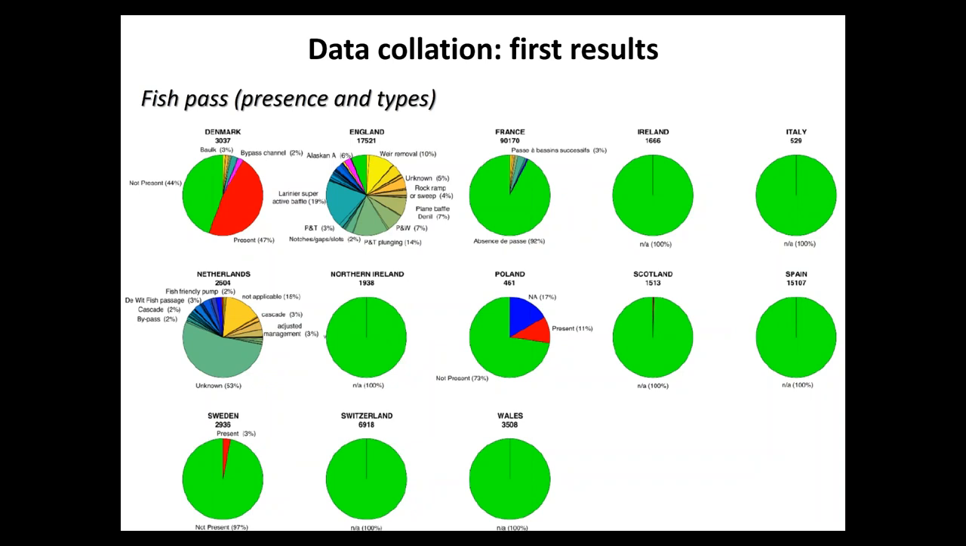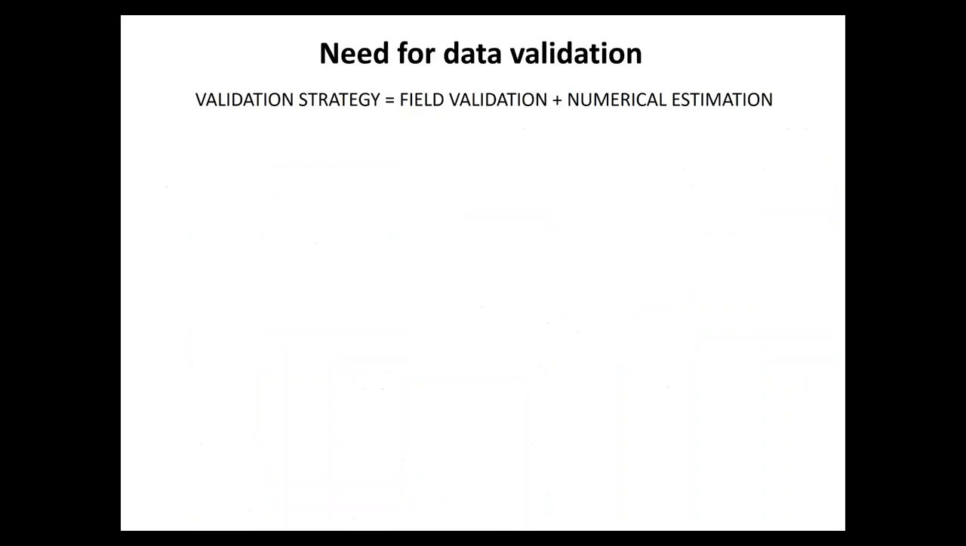Also for fish passes, I told you before that fish pass presence and types are not consistently recorded across Europe, and even when it is recorded, we have a huge number of fish pass types included, and not always is this information included. So these are the data with which we have to work, and so the need emerged to validate these existing data.